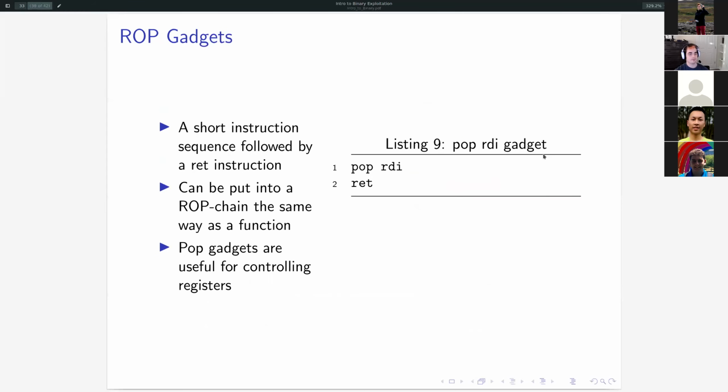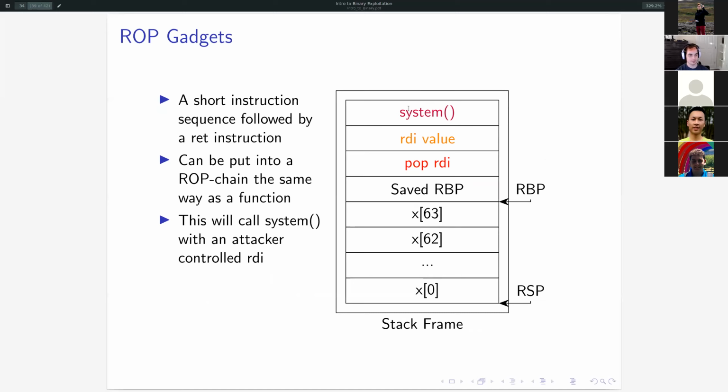Okay. So what can we do with this, right? We could use the pop gadget like this. We could call pop RDI, a value that we want to put in RDI, and then system. What this is going to do is call this pop gadget, right? This is going to make the program jump to a pop RDI instruction. Then the program is going to call pop RDI, which is going to pop this value off of the stack, and then it's going to do that ret instruction. The ret instruction is going to make us jump to system. So this essentially allows us to call system with an attacker controlled argument. We could pretty easily call system binsh.